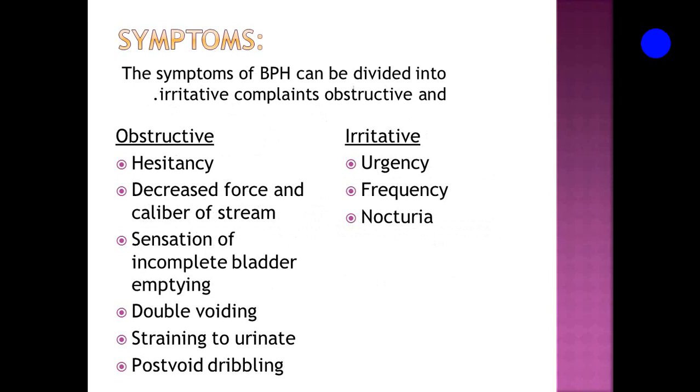The symptoms of benign prostatic hyperplasia can be divided into irritative, compliance, and obstructive. The obstructive ones are hesitancy, decreased force and caliber of stream, sensation of incomplete bladder emptying, double voiding, straining to urinate, and post-void dribbling, while the irritative ones are urgency, frequency, and nocturia.